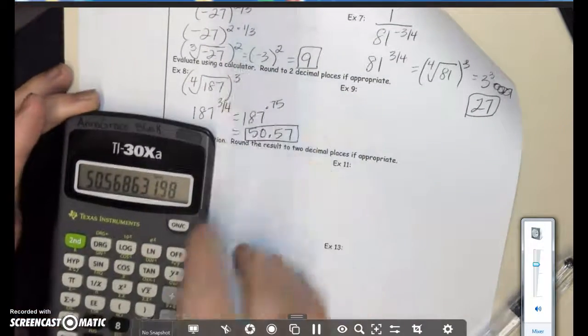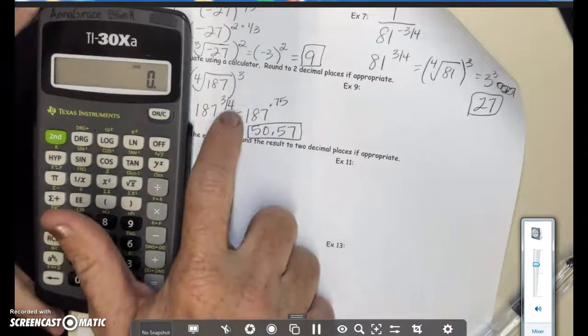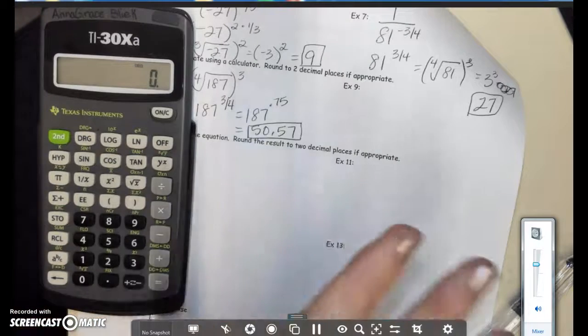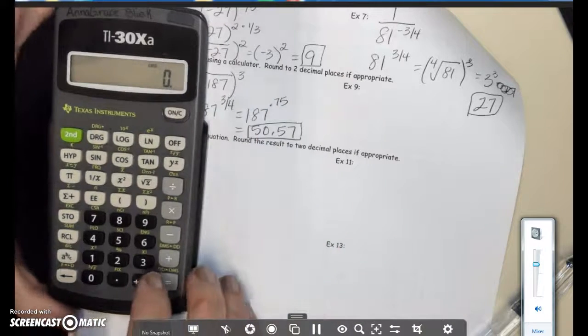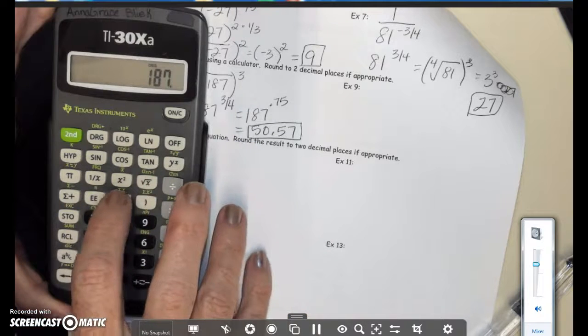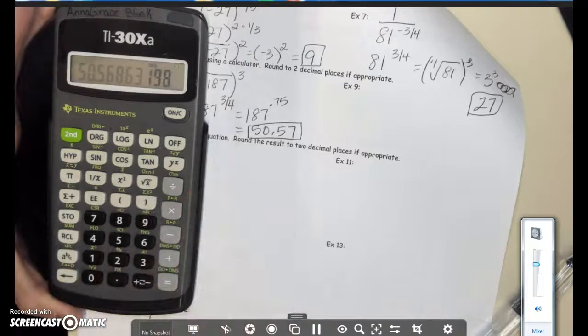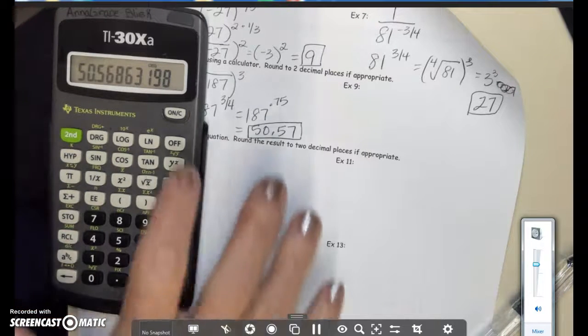So if I were to take the fourth root first and then cube it, you can definitely do that. If you switch it to fractional exponents, though, it's actually easier, because even if you have kind of a funky fraction, you can do 187 y to the x, and all you have to do is put in parentheses 3 divided by 4, close your parentheses, and you'll get the same answer.